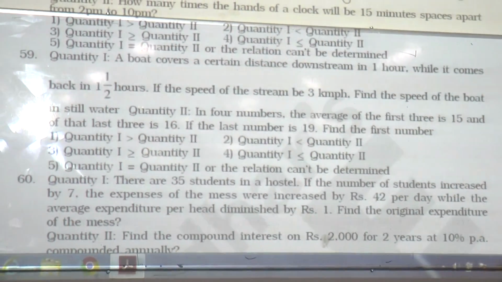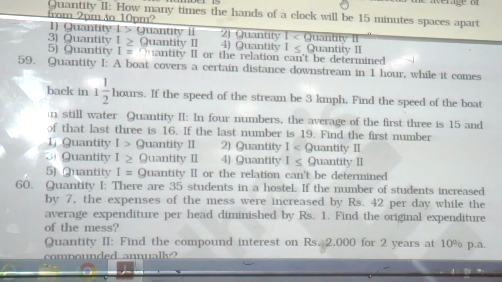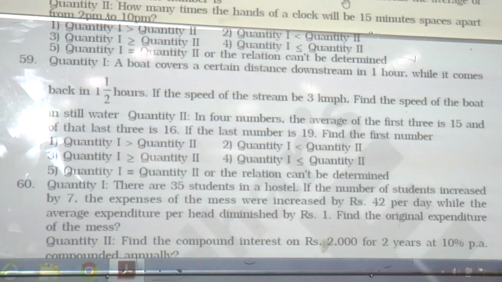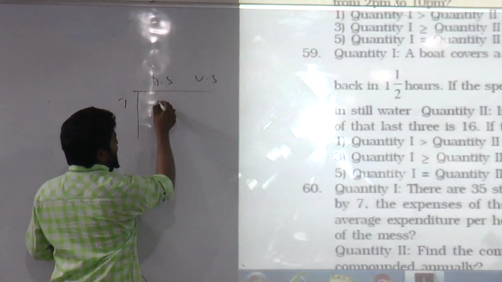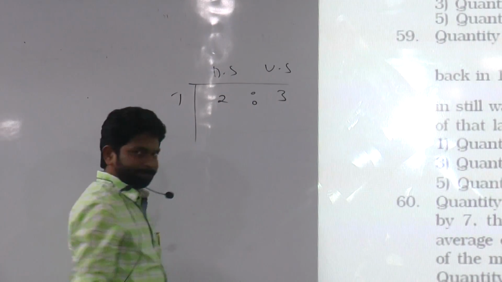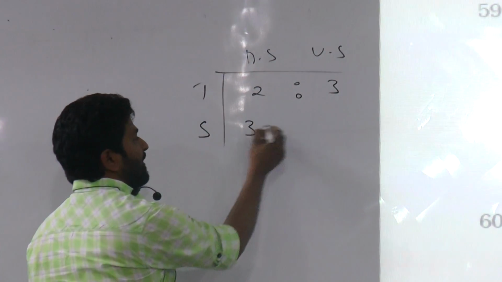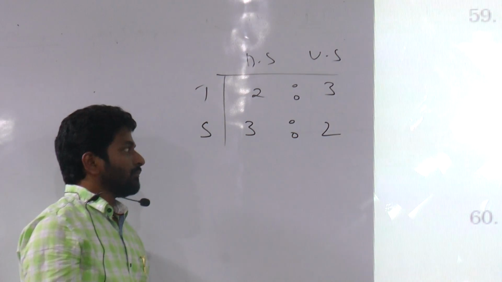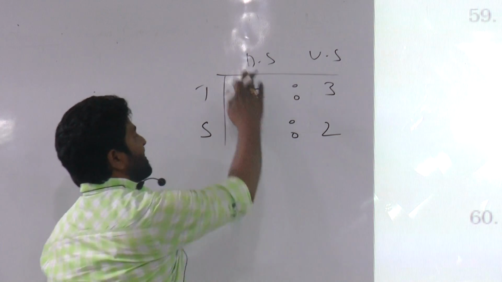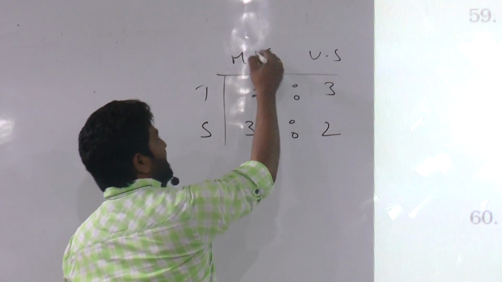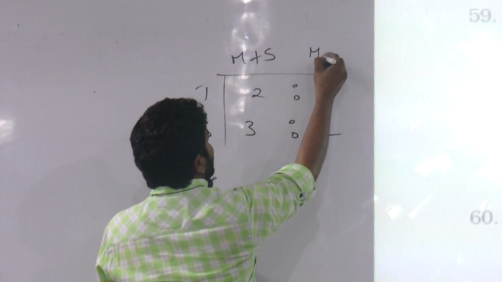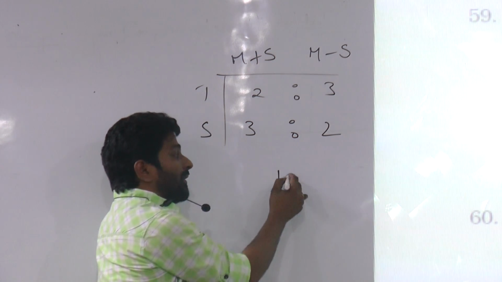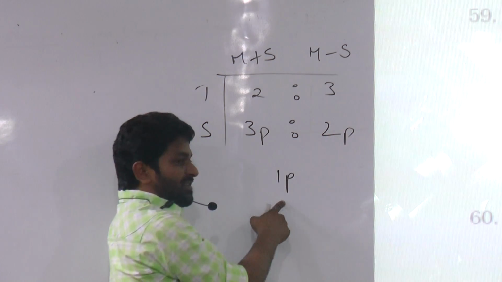Okay. Boat takes 1 hour downstream and 1.5 hours upstream. So the time ratio downstream to upstream is 2:3, correct? Speed ratio must be 3:2. Downstream means m plus s, upstream m minus s. What is the difference here? One part. If it is 3 parts and 2 parts, the difference is 1 part.